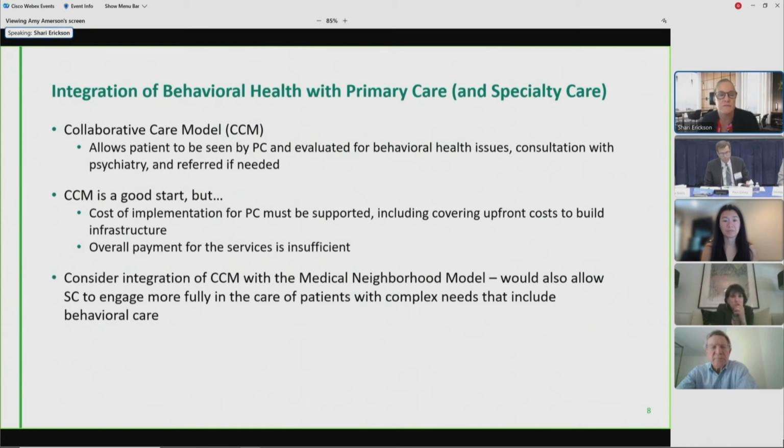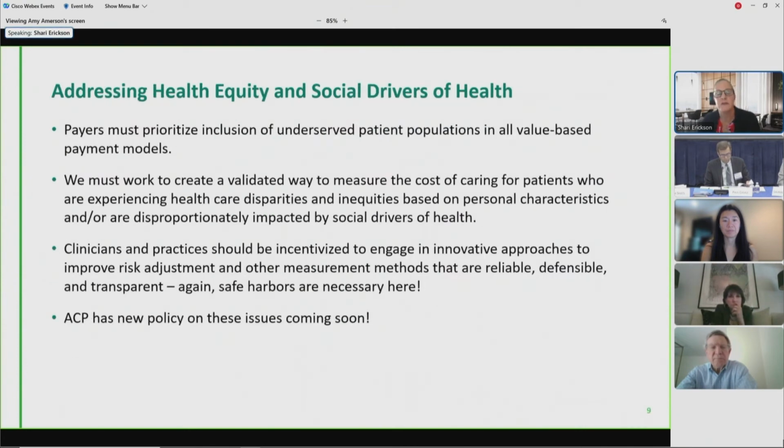The other aspect I want to hit on, which came up earlier too in a couple of the presentations, is the need to address health equity and social drivers of health. One of the things that ACP has been calling for now and moving forward in particular is payers need to prioritize the inclusion of underserved patient populations in these models. We need to do this with every single model. There's no way we can figure out how to do it if we don't do it now.